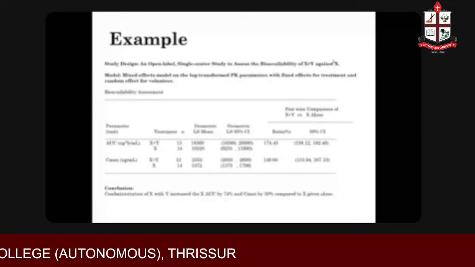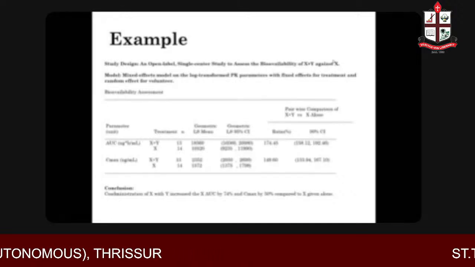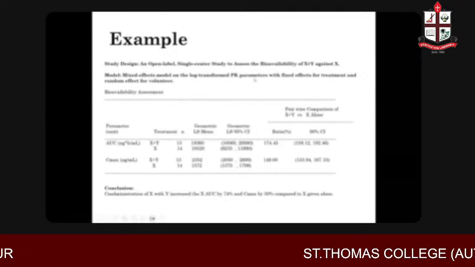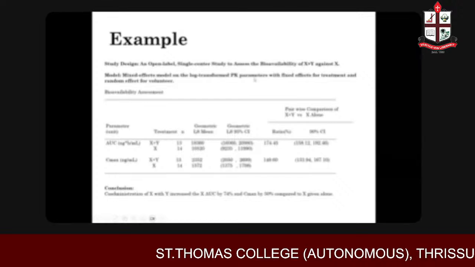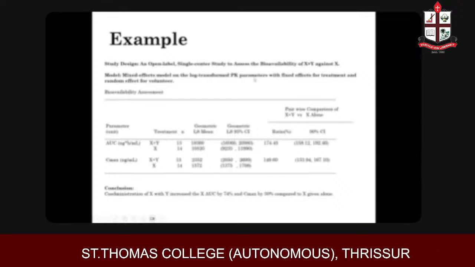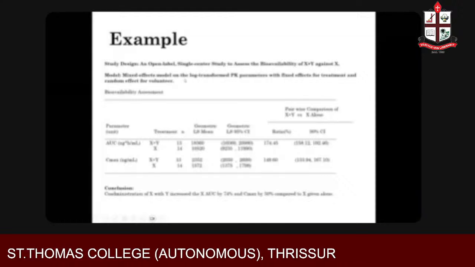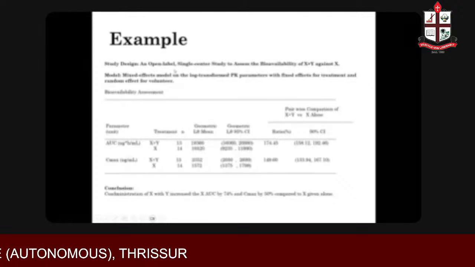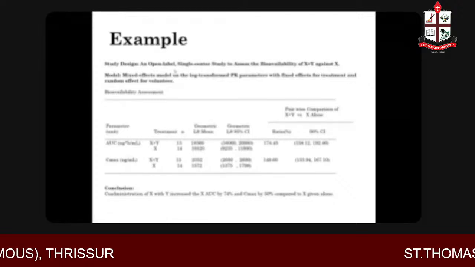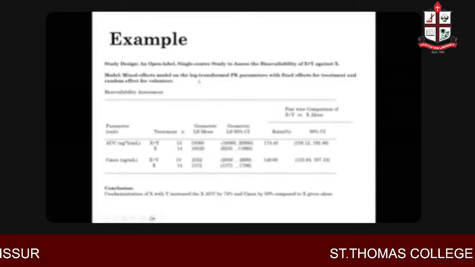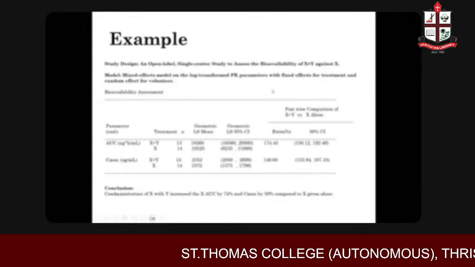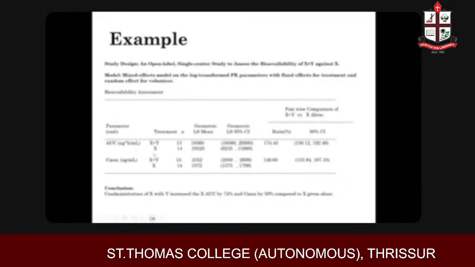Let us see. So here we are using the mixed model, and of course log transformed PK parameters, as we assume log normal, with the fixed effects of treatment. Treatment will be a fixed effect and random effect for the subjects who participated in this. So that will be done. So we have a SAS software procedure, I mean the procedure is called proc mixed. We can use that, and by using that we are checking for the AUC and Cmax.